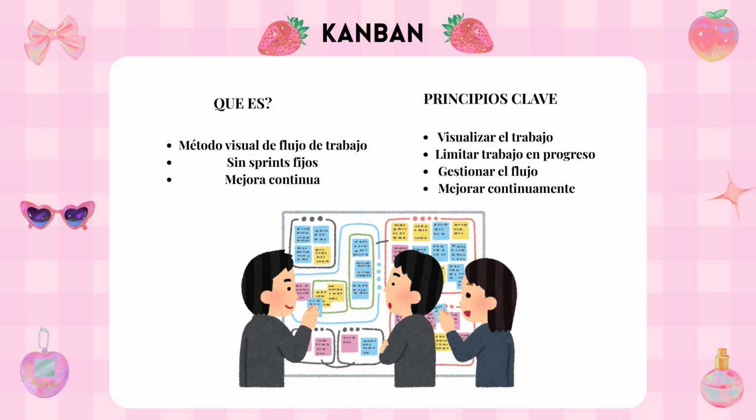Now, let's move on to Kanban, which means visual card in Japanese. Kanban focuses on visualizing the workflow using a board with columns like to do, in progress, and done. Its key principles are limiting work in progress to avoid overloading the team, managing the flow to identify bottlenecks, and continuously improving without needing to change roles or structures. Unlike Scrum, Kanban doesn't have fixed sprints, workflows continuously.